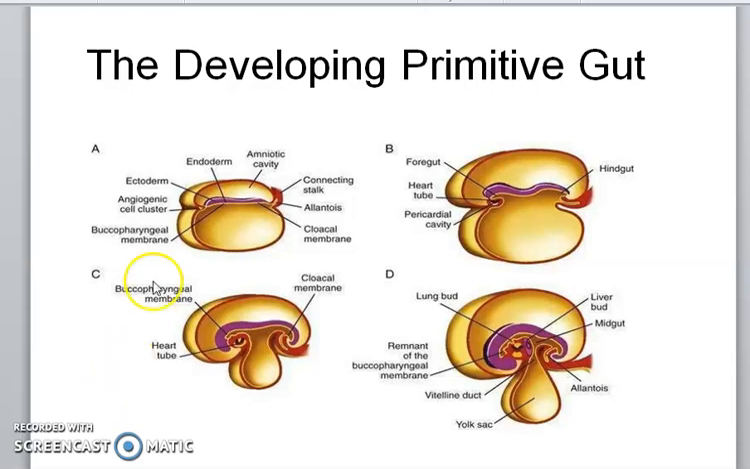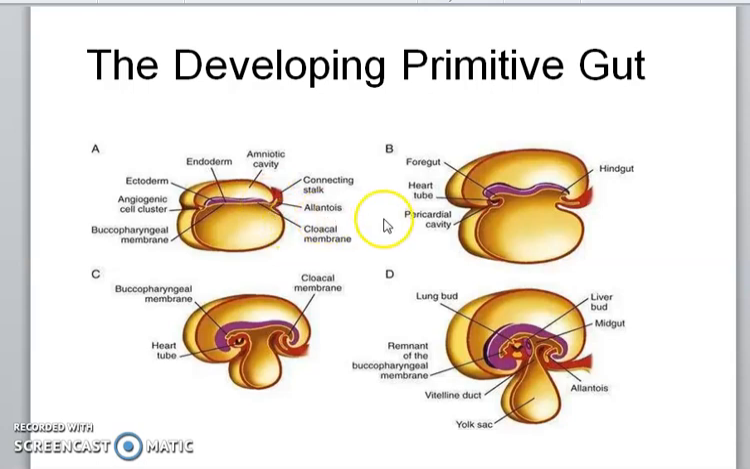Now look at this. This is our ectoderm, the most superior one, and then the endoderm. Now, this is our amniotic cavity. This other portion is more or less the cephalic portion, or the buccopharyngeal membrane. Look at the buccopharyngeal membrane. While this other portion, towards the tail, is our cloacal membrane. That is our caudal portion.